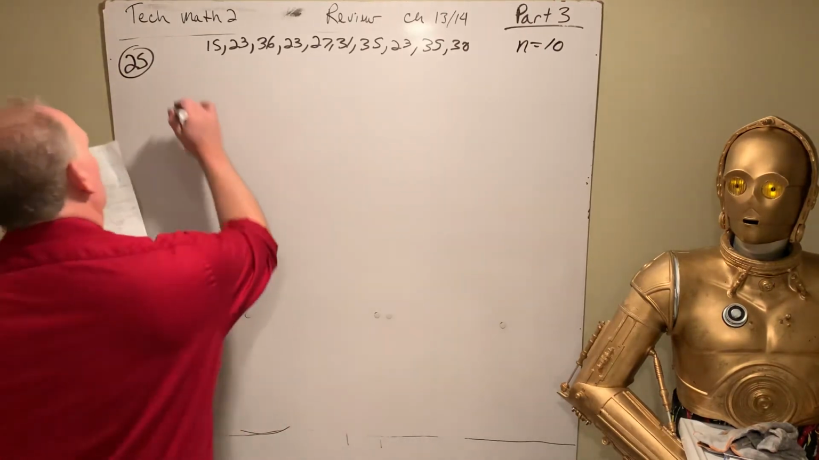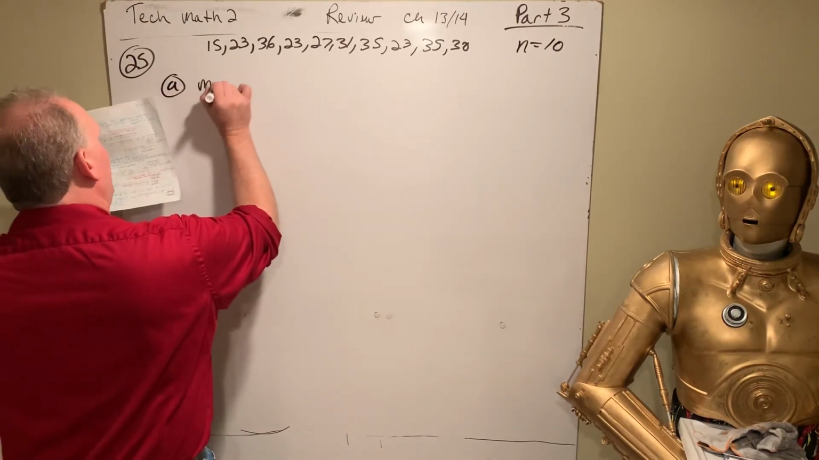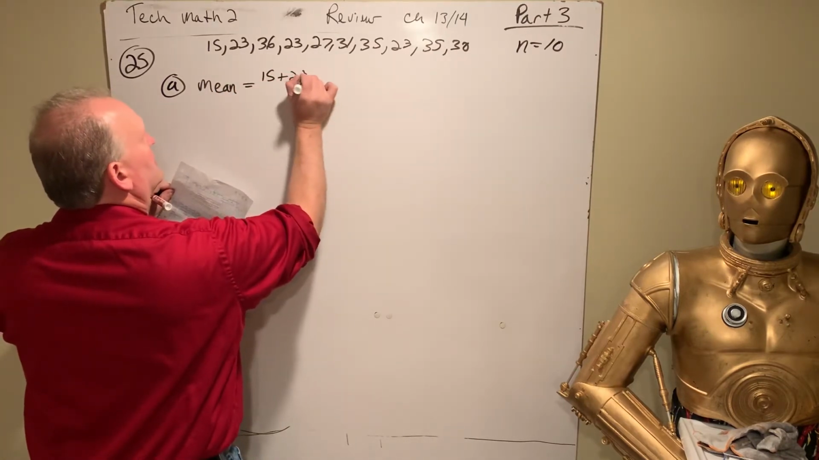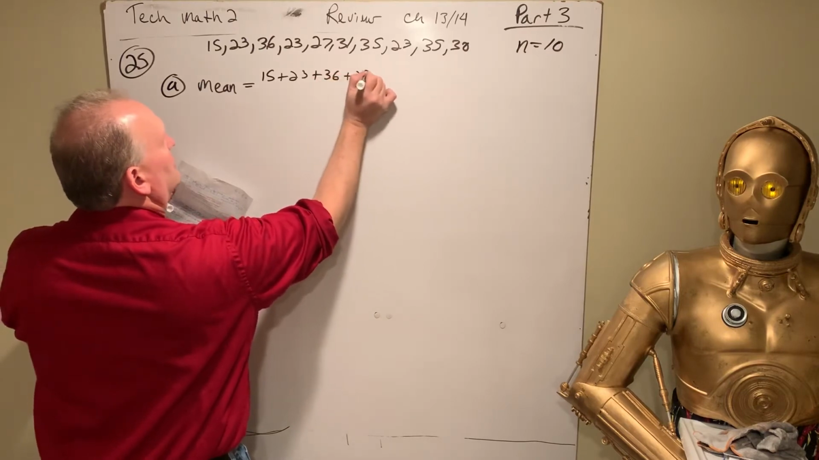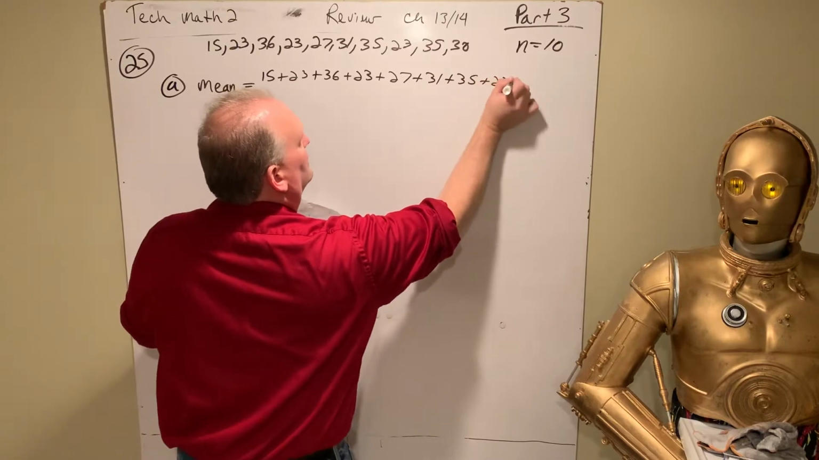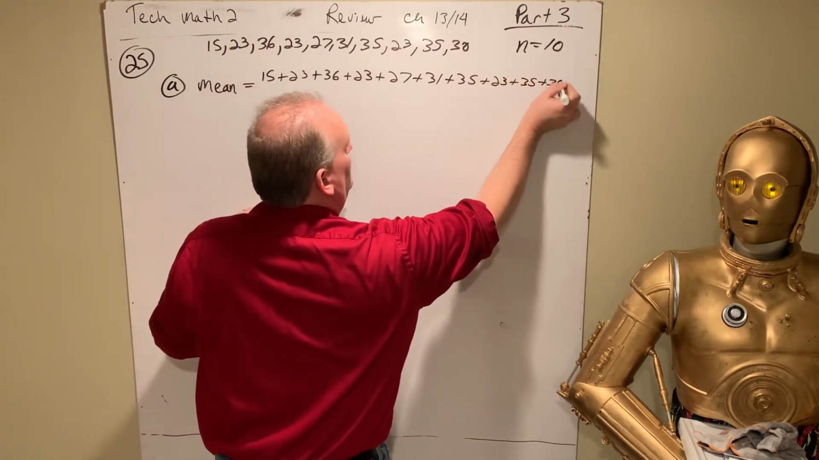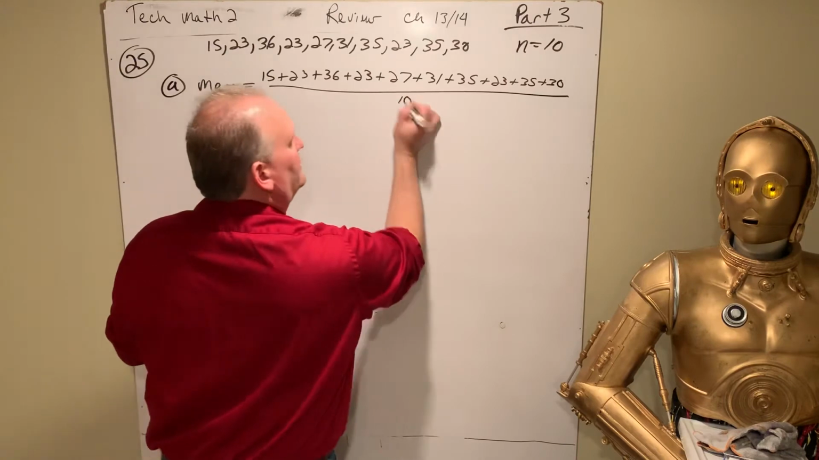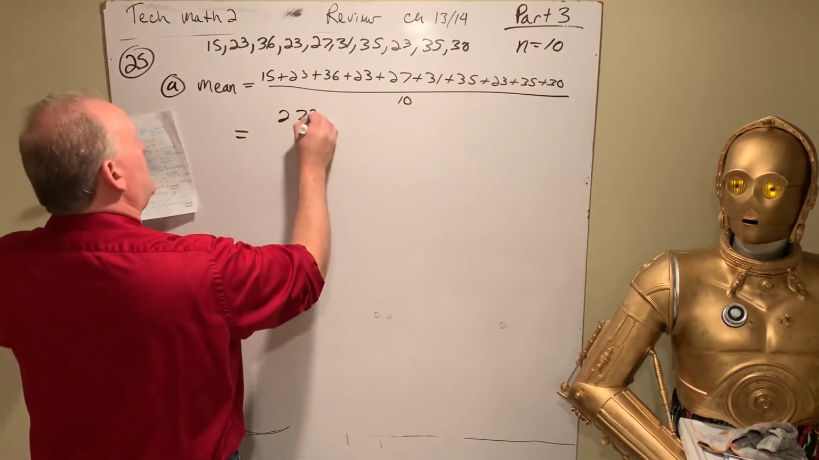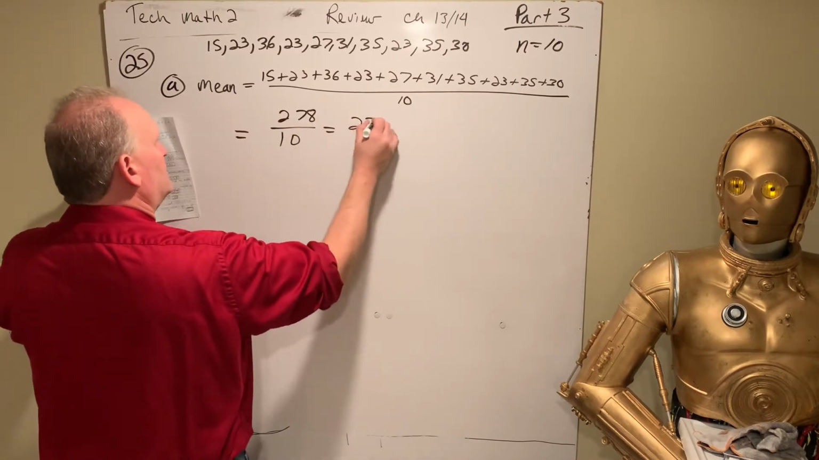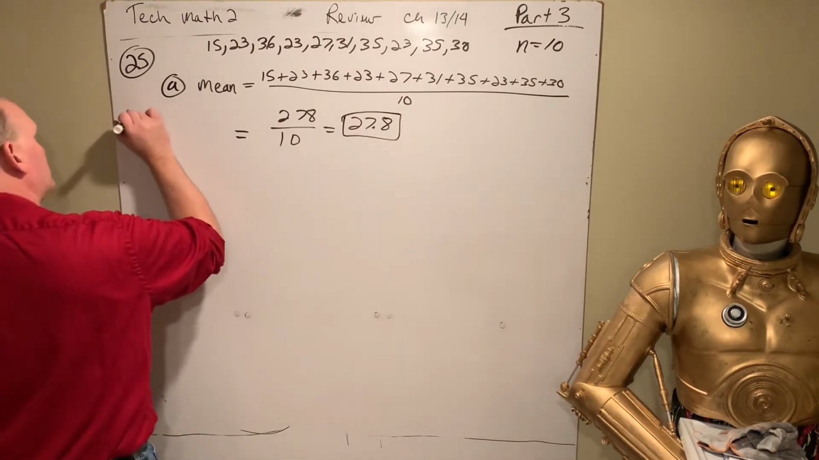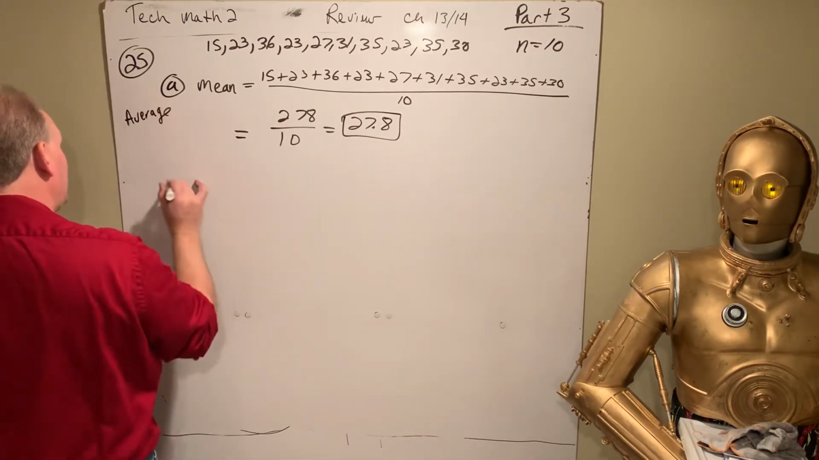All right, and so a mean, you'll have to find this on the test. That is, add up the 10 numbers and divide by how many there are. So there's 10. So that turns out to be 278, and we divide that by 10, that is 27.8. Done. That's the mean. Most people refer to that as an average, although all of these are averages.